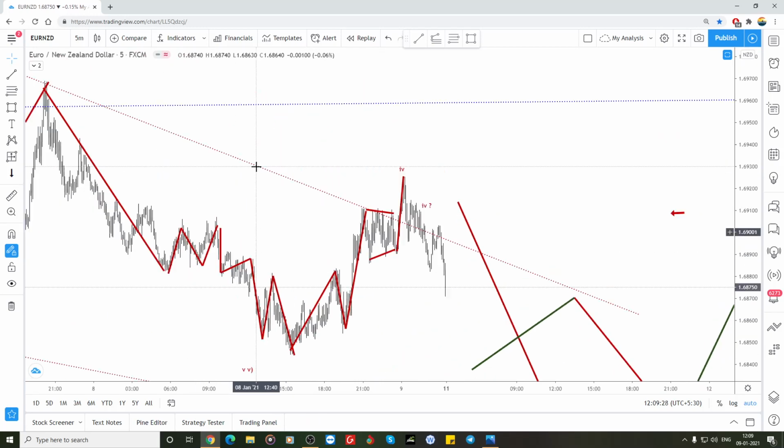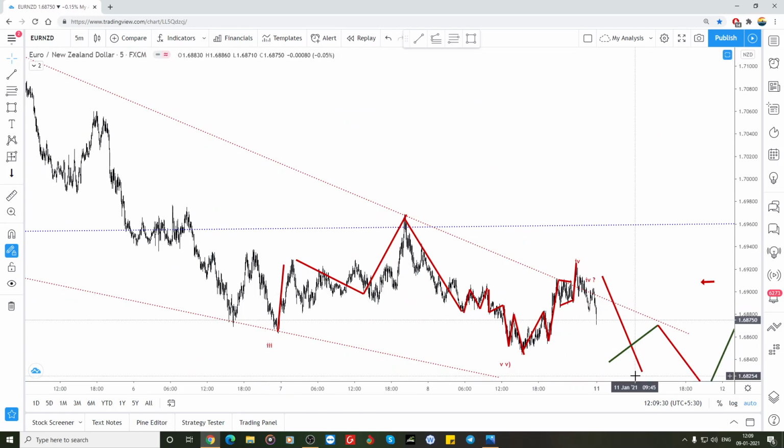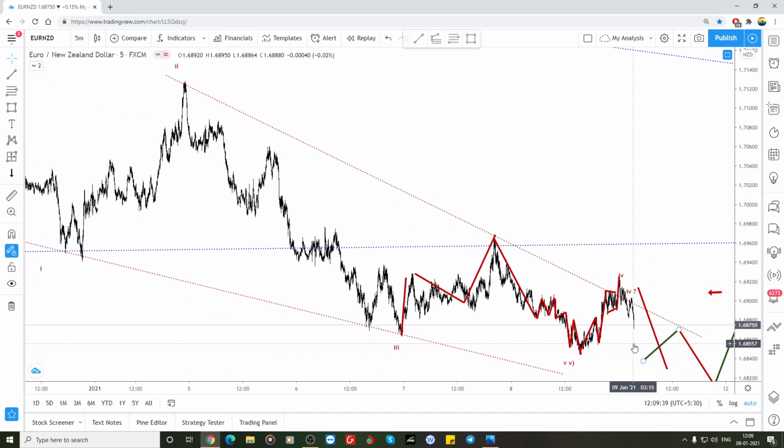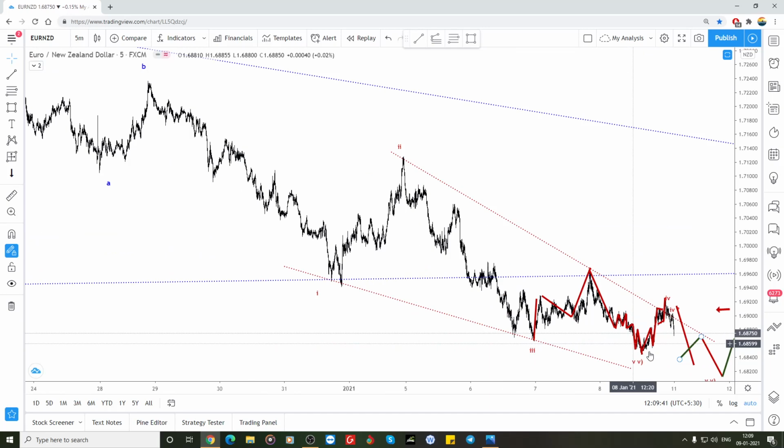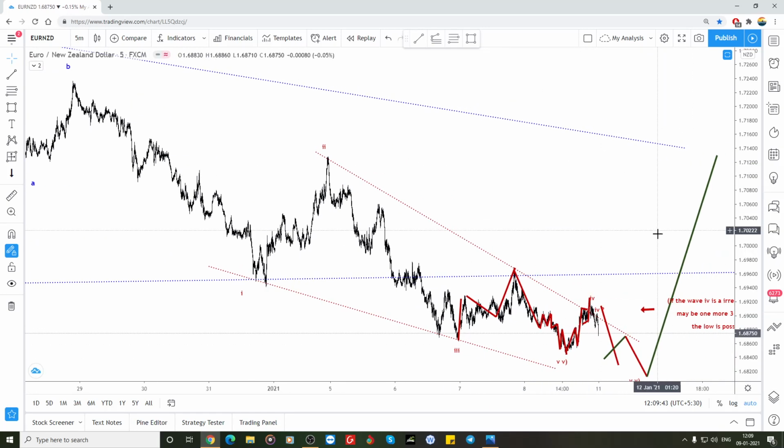If it comes as per my view up to 1.6780 or 1.6800 like that in the early morning Monday, I will be on the buy side with another lot, keeping a stop loss of 100 to 200 pips to the downside for a target of nearly 800 pips. So I explained the Euro New Zealand very detailedly. It's a very big setup.